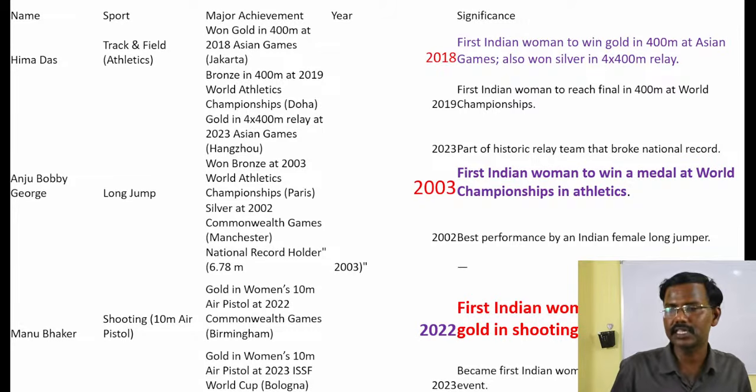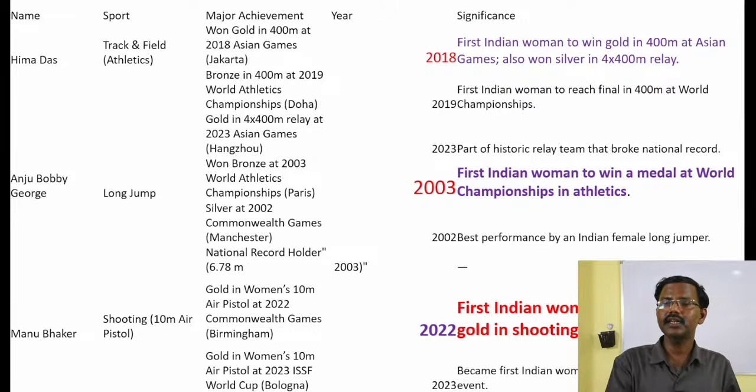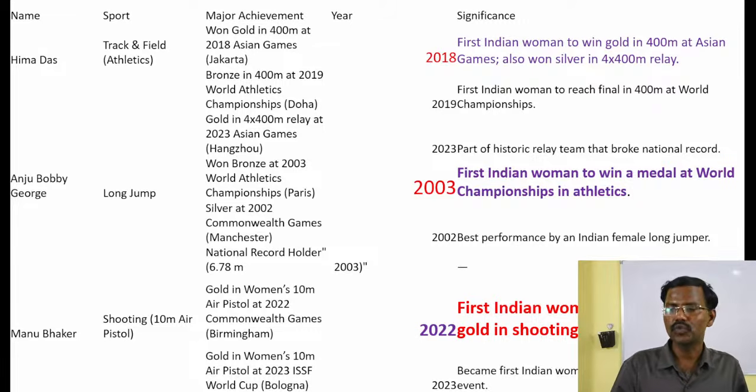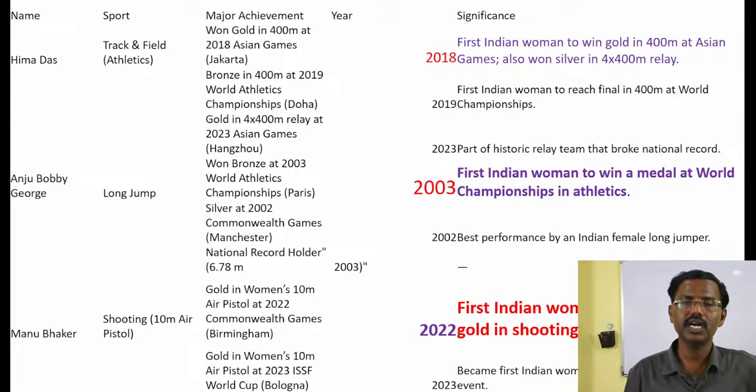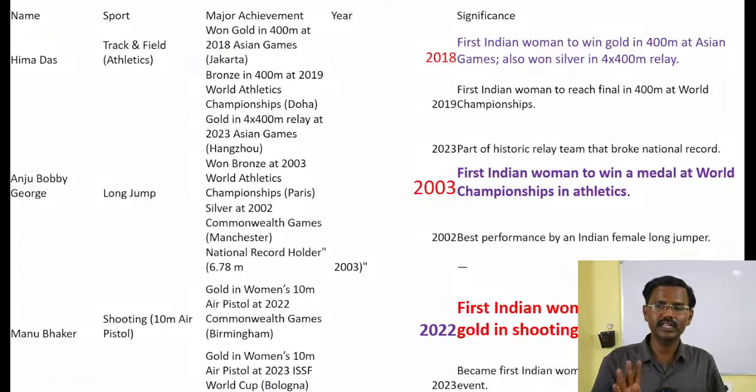So here we see Hima Das, who is in athletics. Anju Bobby George is in long jump. Manu Bhaker is in shooting. So first remember the category. Anju Bobby George is the first woman to win the bronze medal, but in the question they asked about a gold medal, right? So concentrate on the question. And in 2022, the first Indian woman to win gold in shooting in the Commonwealth Games. So remember these three ladies, very important ladies, to get the marks.